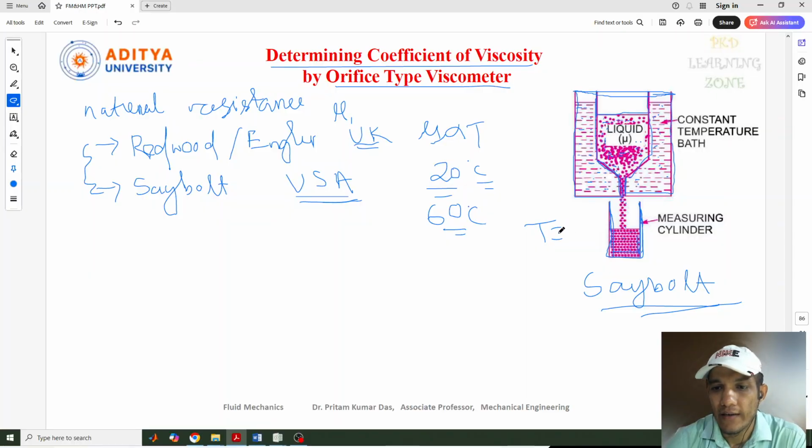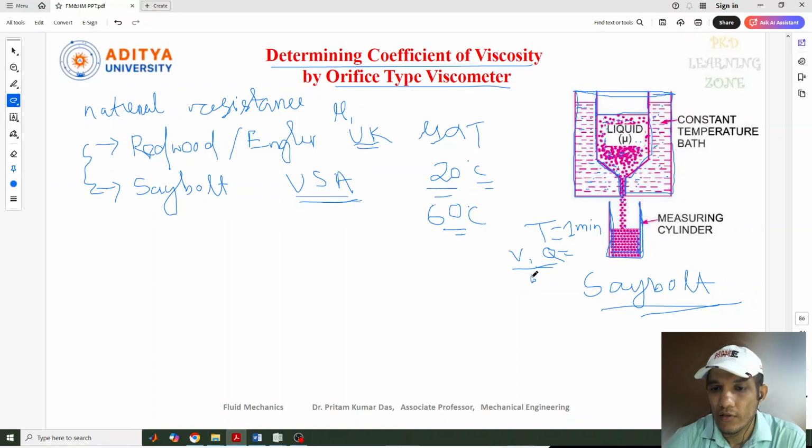There are two methods we can follow for this measurement. One is to fix a time of 1 minute and see what volume of liquid is stored in this measuring cylinder in that minute. From that we can calculate the discharge, or the volume of liquid that came out from there.